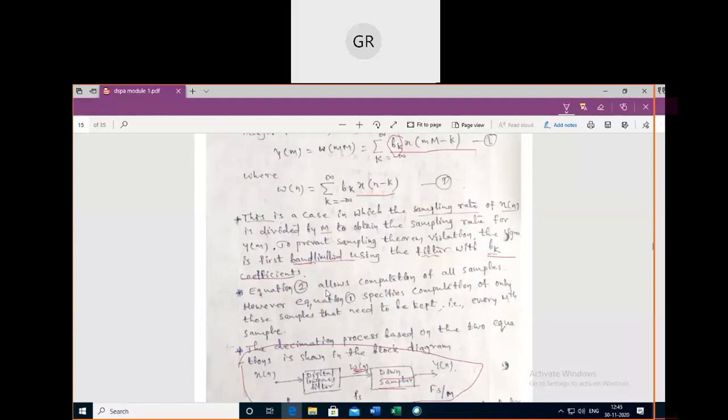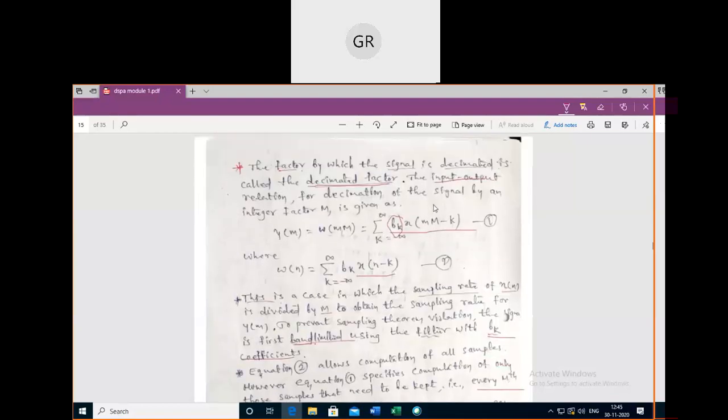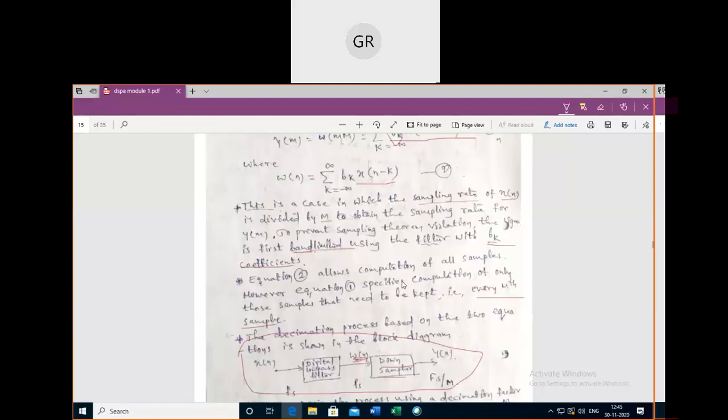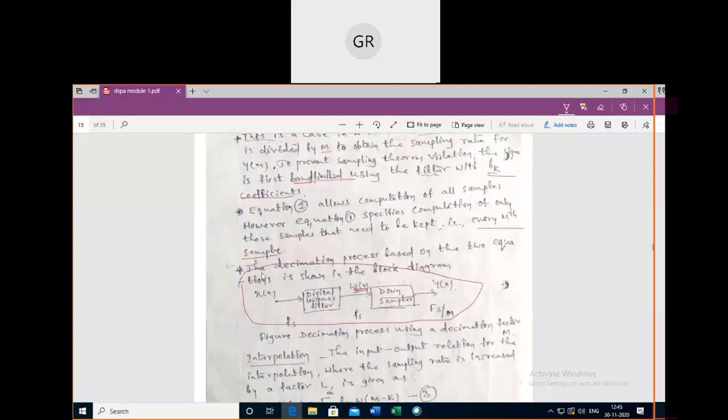Here equation 2 allows computation of all samples. However, equation 1 specifies computation of only those samples that need to be kept, that is, every Mth sample. Here M is the decimation factor. This is about the decimation process.